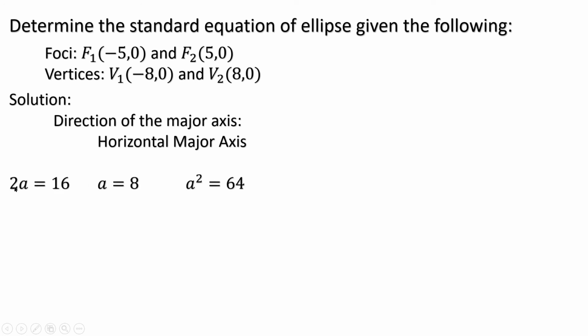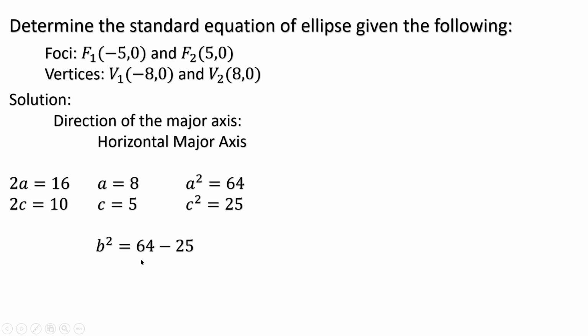So we have our 2a. 2a is the distance between the vertices of our ellipse. From -8 to 8 is just 16, so a is equal to 8 and a squared is equal to 64. And 2c is the distance between the two foci, so 2c is equal to 10, from -5 to 5. And so c is equal to 5, c squared is equal to 25.